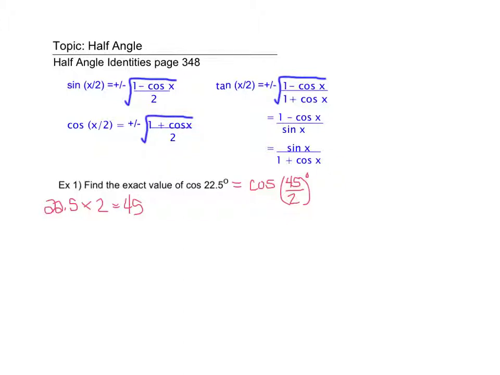So plugging into that formula, I get plus or minus, which I'll talk about in a moment, the square root of 1 plus cosine of 45 degrees all over 2. Well, remember I'm taking the cosine of 22.5 degrees, which I know is going to be a positive value because that's in quadrant 1. So I'm going to go ahead and drop the plus or minus and just take the positive. I also know that cosine of 45 degrees is radical 2 over 2, all over 2.